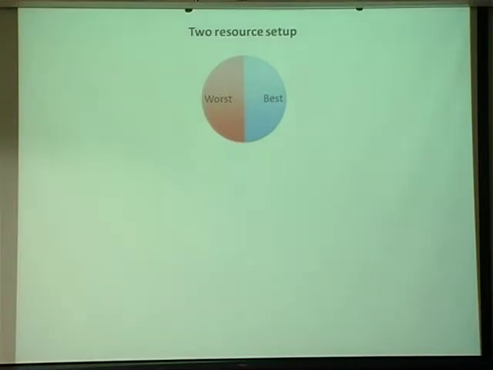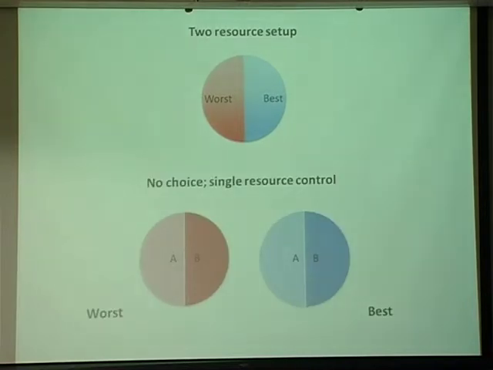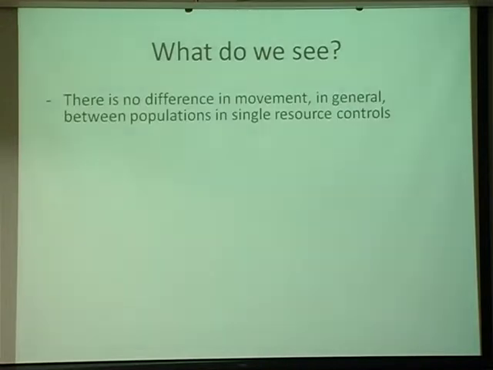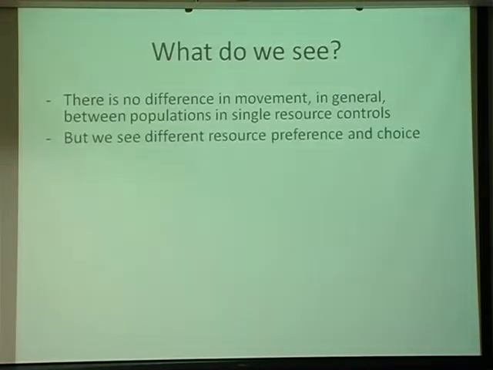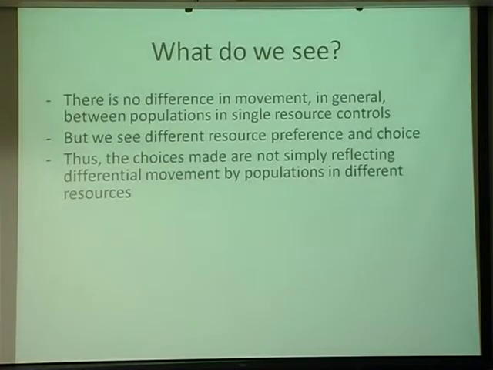Also, in order to eliminate the possibility of observing trends solely due to movement by larvae across the plate, we introduced some single resource controls. So what do we see? We noticed that there is no difference in movement in general between populations in single resource controls. But we do see different resource preference and choice. Therefore, the choices made are not simply reflecting a differential movement by the populations, and what we do notice is actual choice.